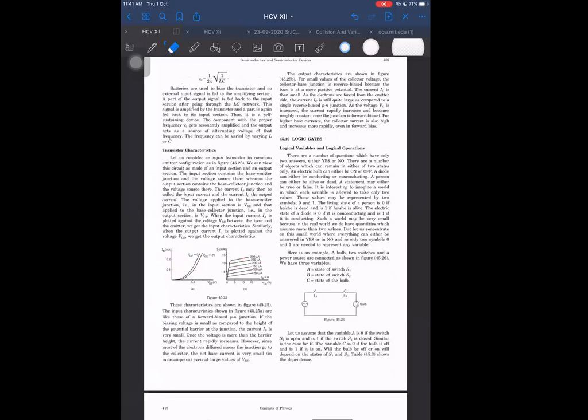These I versus V graphs are called characteristic curves. We call these characteristic curves because I think this tells us about the nature of the transistor. How many kinds of characteristic curves do we have? I think we have three kinds: input characteristics, output characteristics, and transfer characteristics. You understand how many kinds? Input, output, and transfer.